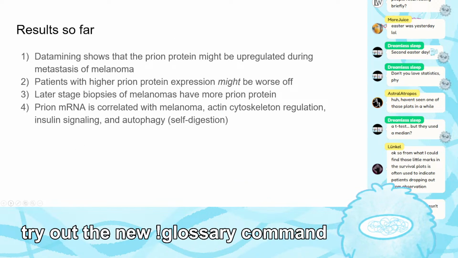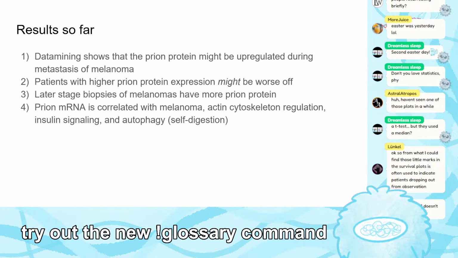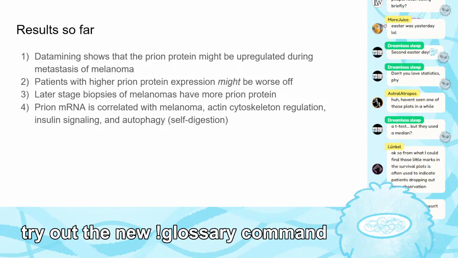Okay, so here are the results so far. Data mining shows that the prion protein might be upregulated during metastasis of melanoma. Patients with higher prion protein expression might be worse off, depending on how you interpret those survival curves. Later stage biopsies of melanomas have more prion protein, and prion mRNA is correlated with melanoma actin cytoskeleton regulation, insulin signaling, and autophagy. So this is what I would call the starting base of justification for future study, right? This is not having to do with anything about mechanism, but if you are trying to justify the spending of hundreds of thousands of dollars into medical research, it's good to at least get a sense that this matters in a real human.